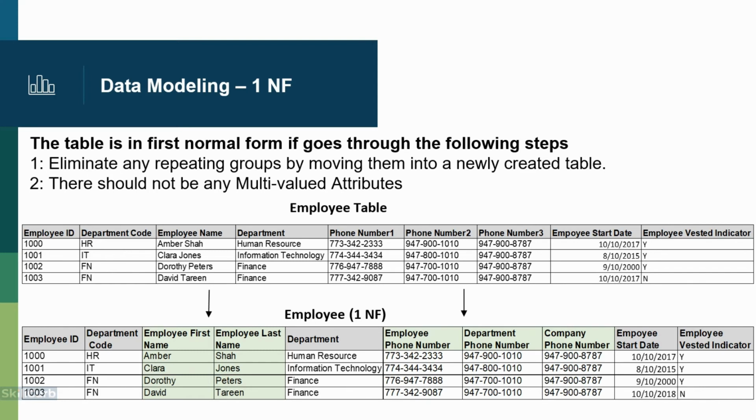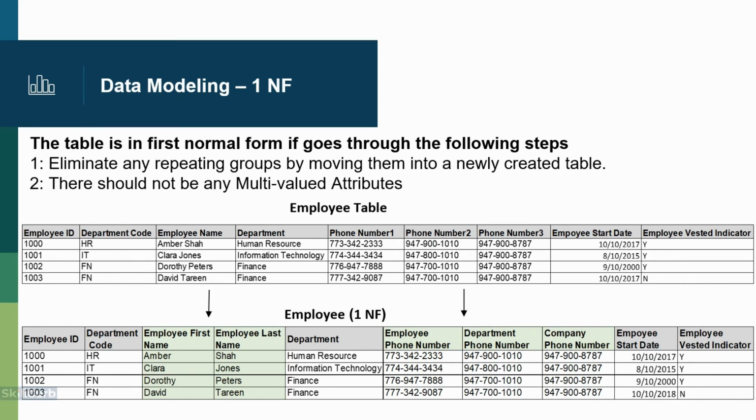When you're dealing with the first normal form, you need to ask two questions. First, are there any repeating groups, meaning are there two or more columns that are closely related to each other? If they are, we need to create a new table for them. Second, make sure that all the attributes are single valued attributes.